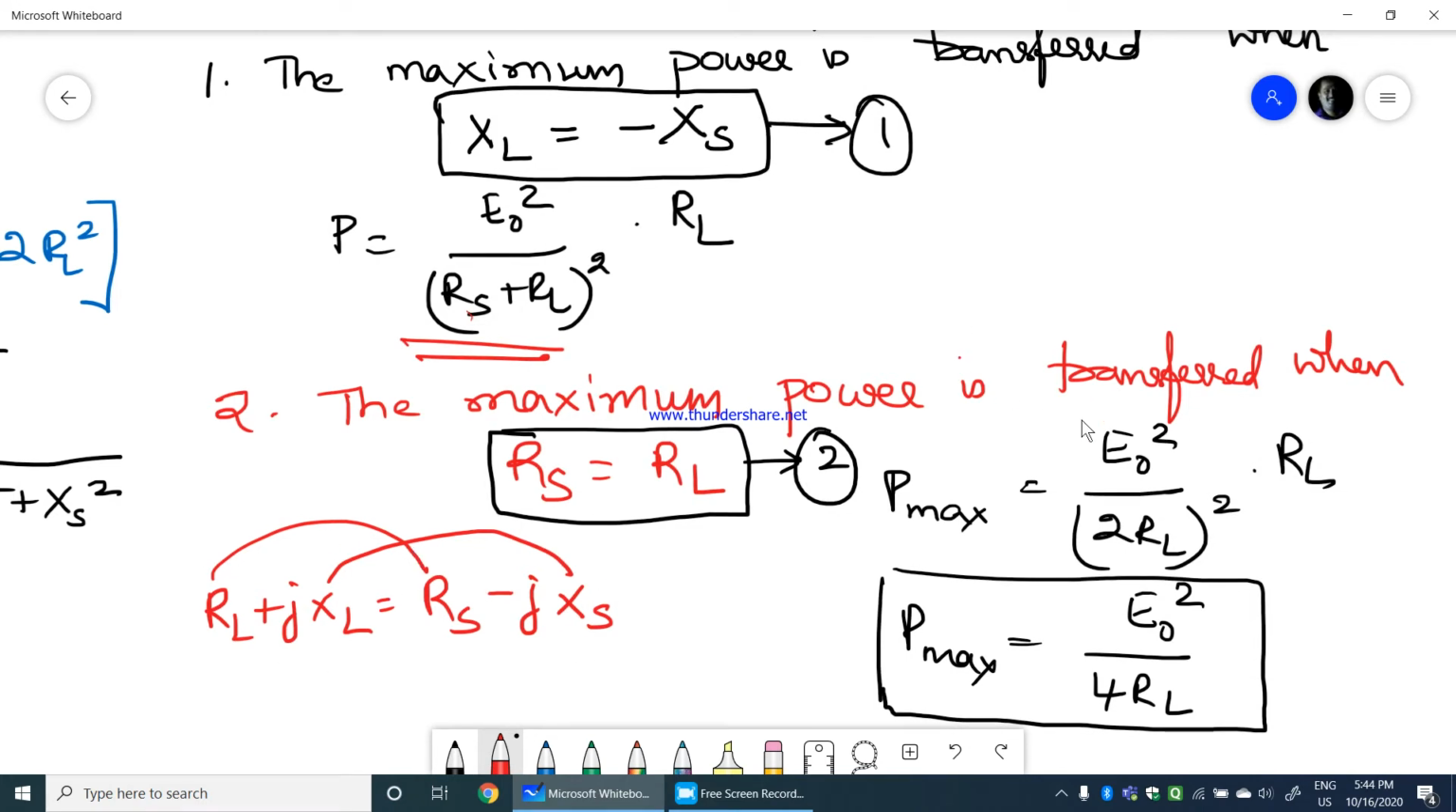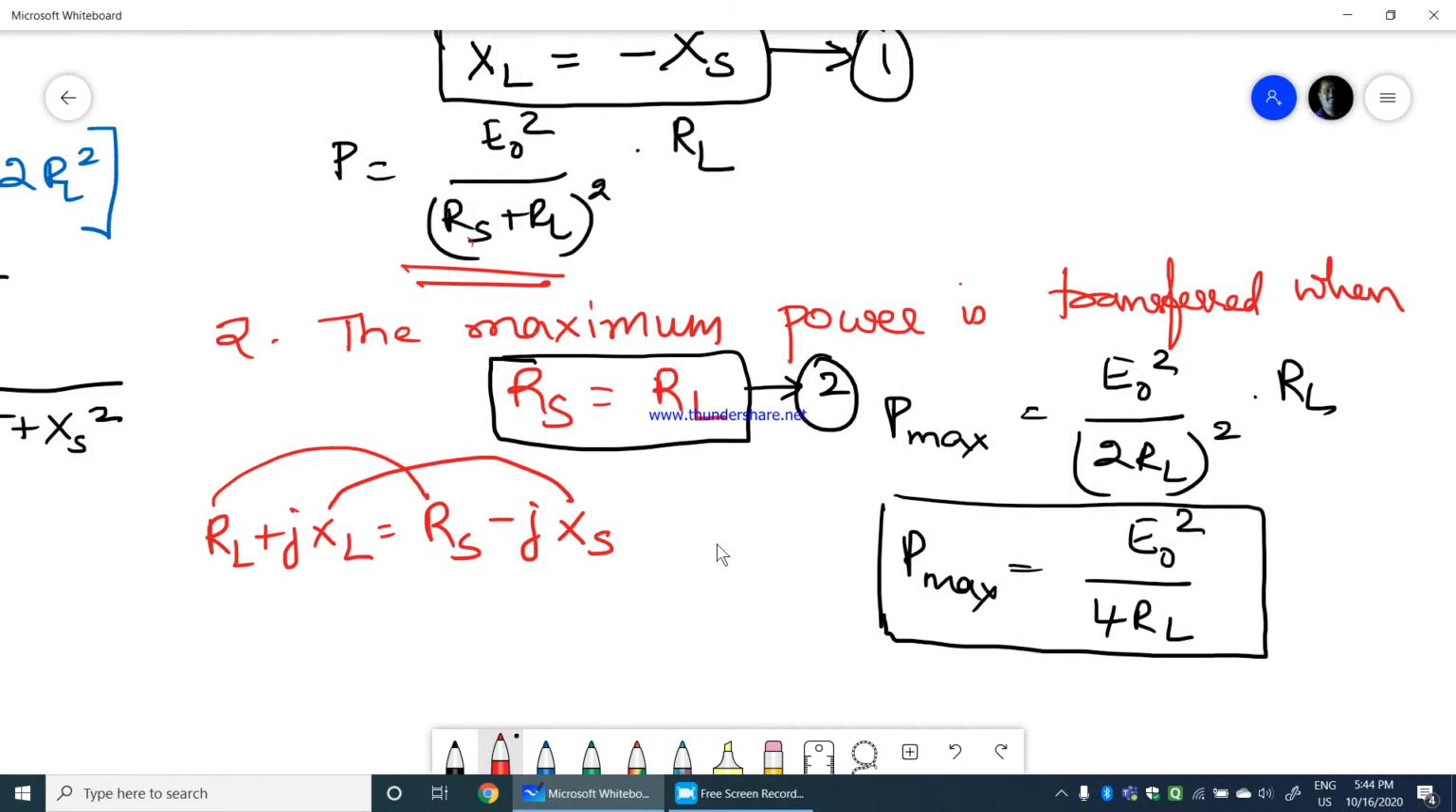So if I see, RL plus j into XL is nothing but the load impedance ZL. Whereas the source impedance is RS plus j into XS, but I have RS minus j into XS. This is nothing but the complex conjugate of the source impedance. Always, when you have a term A plus jB, a complex number with real plus imaginary parts, the complex conjugate of this complex number would be A minus jB.